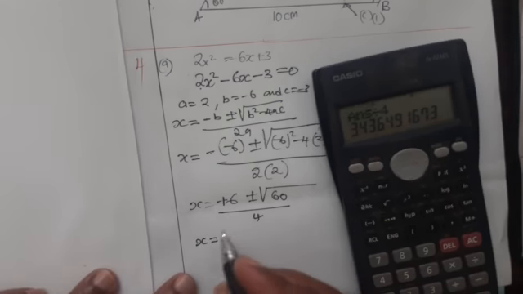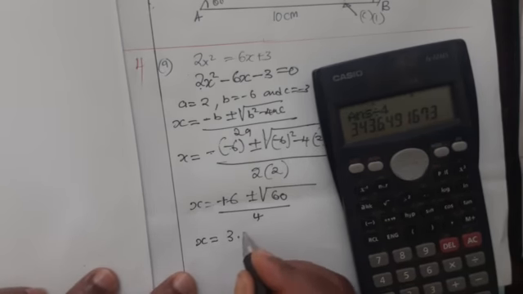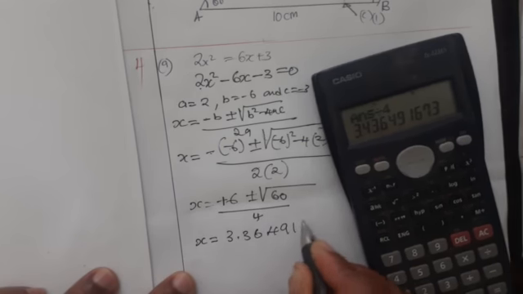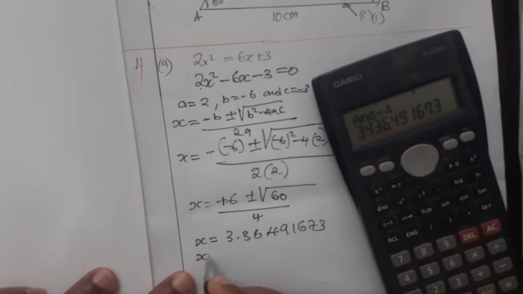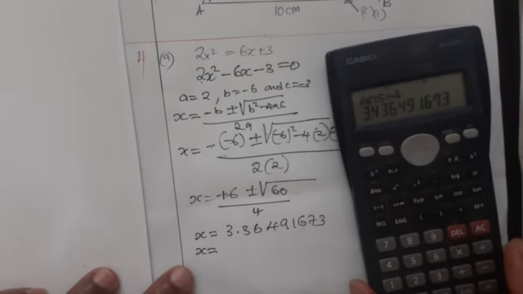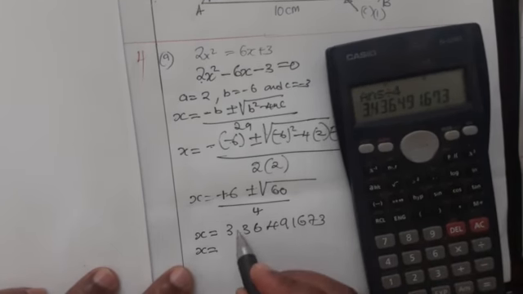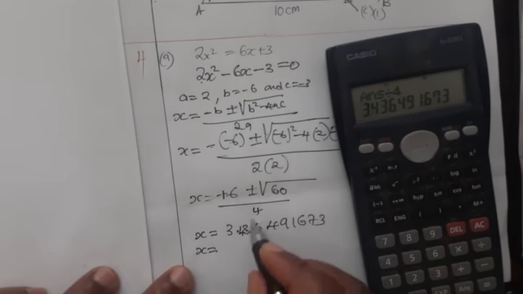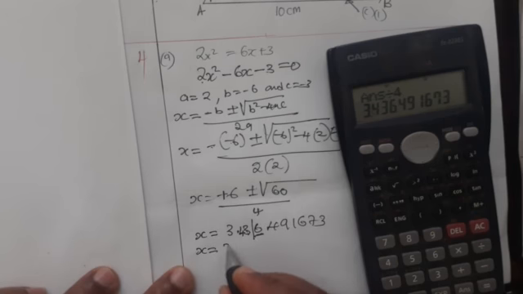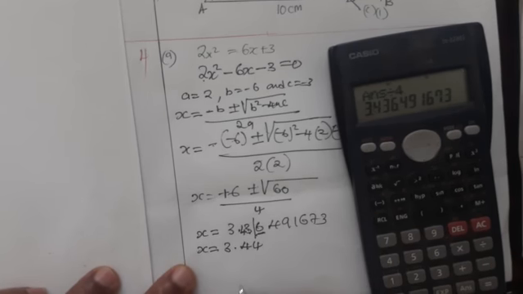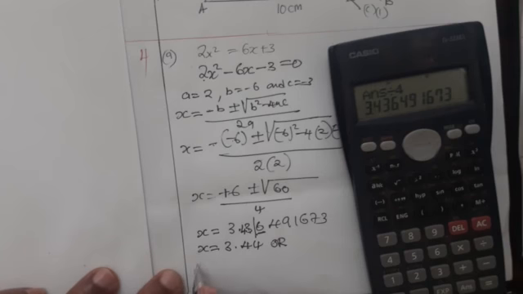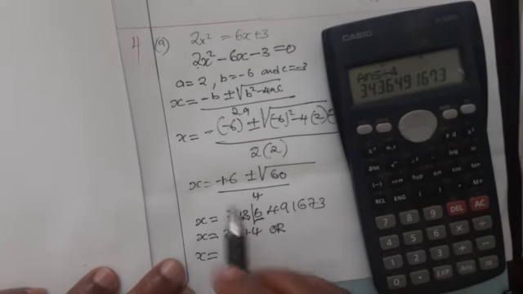You have got 3.6491673. You give this one to 2 decimal places. After the point, take note here, there is 4 in between. So you count 2 decimal places, 1, 2, you consider this one as 1. 1 plus 3, 4. 3.44. Or you say x is equal to the first one.